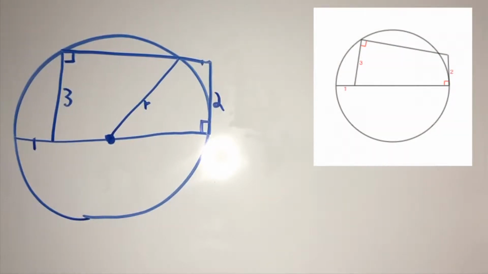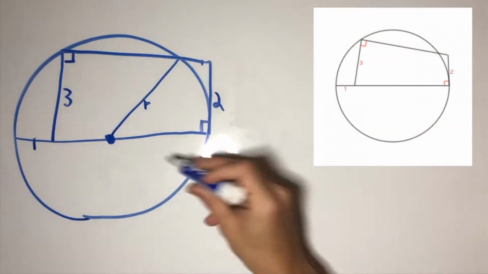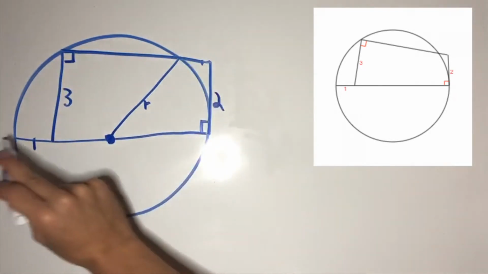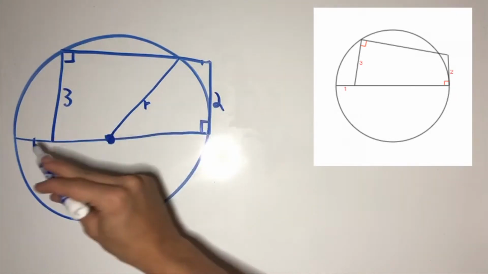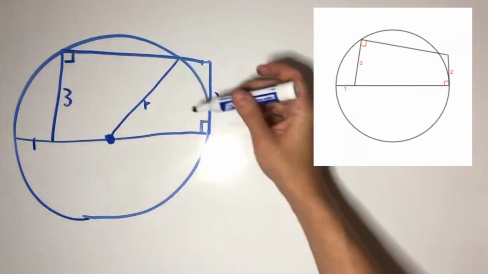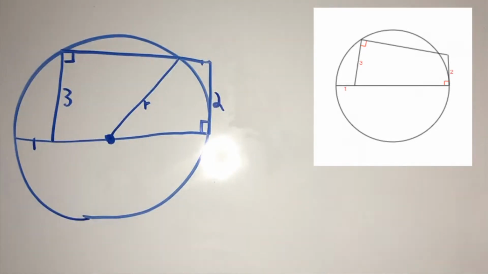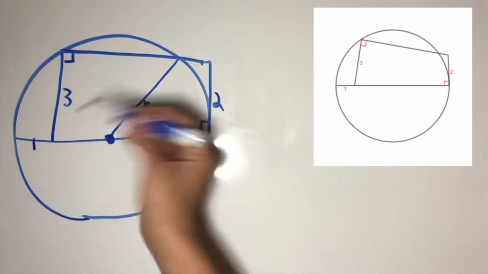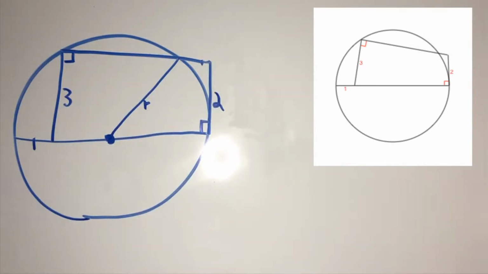Today we're going to be solving this geometry problem where we want to find the radius given this circle. This is the diameter, this is 1, this is 3, and these are right angles, and that is 2. Now this is a very tricky problem, and you might want to immediately just guess that these are right angles, but they are actually not right angles. So where do we begin?